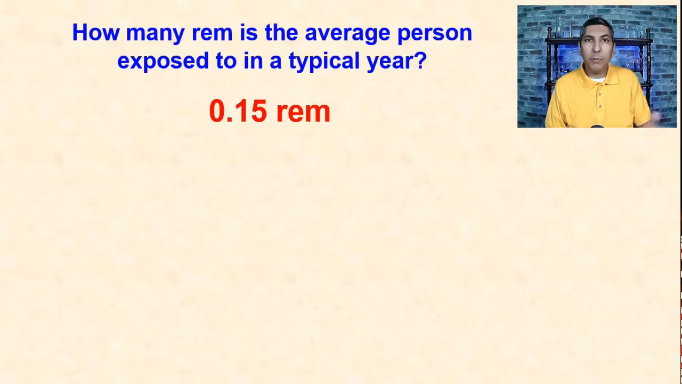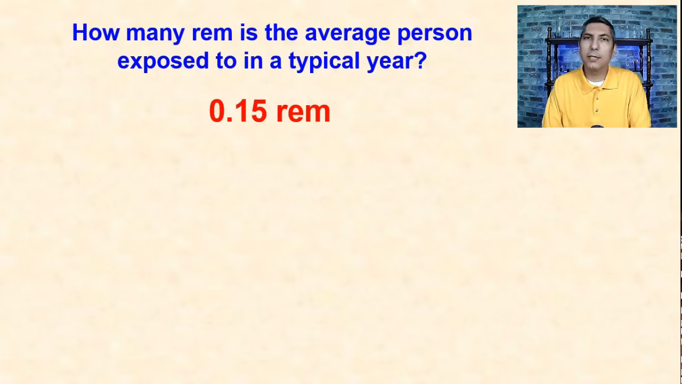In fact, if you look up this number online, you might find that some textbooks or some sources say that the average person is exposed to as much as 0.5 rem over the course of a year. And some people say it's as low as 0.1 rem. There are different values, and so I'm just using an average number here from all the sources that I was able to find online and in textbooks.